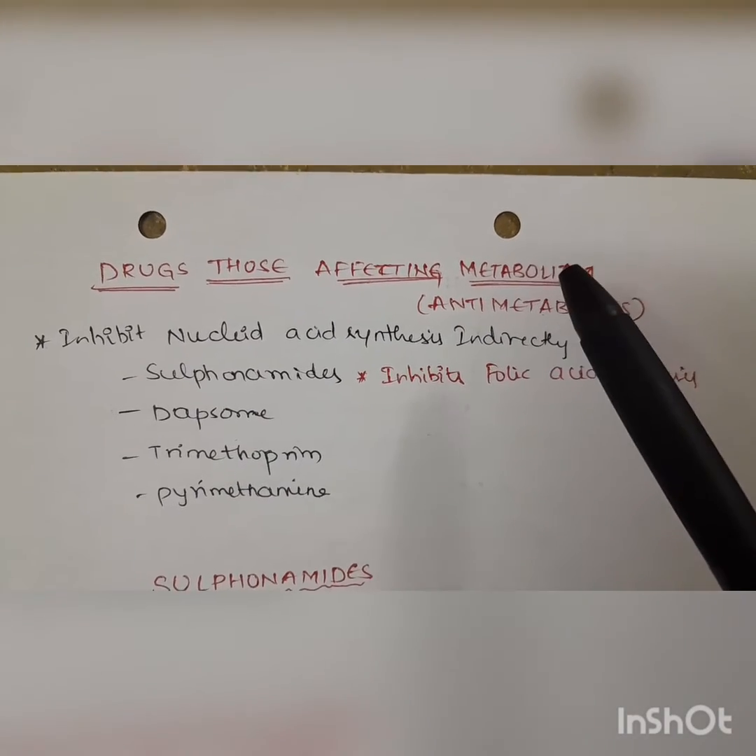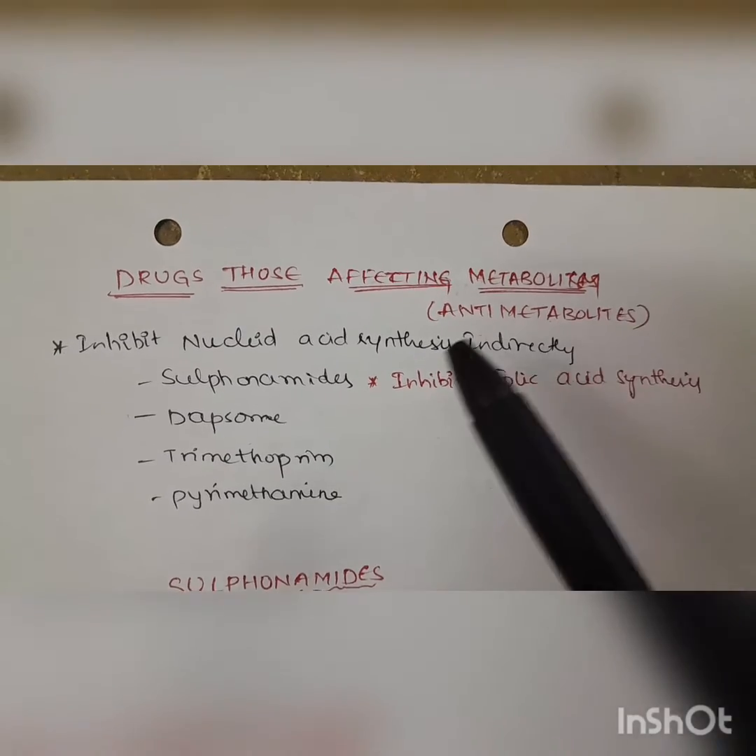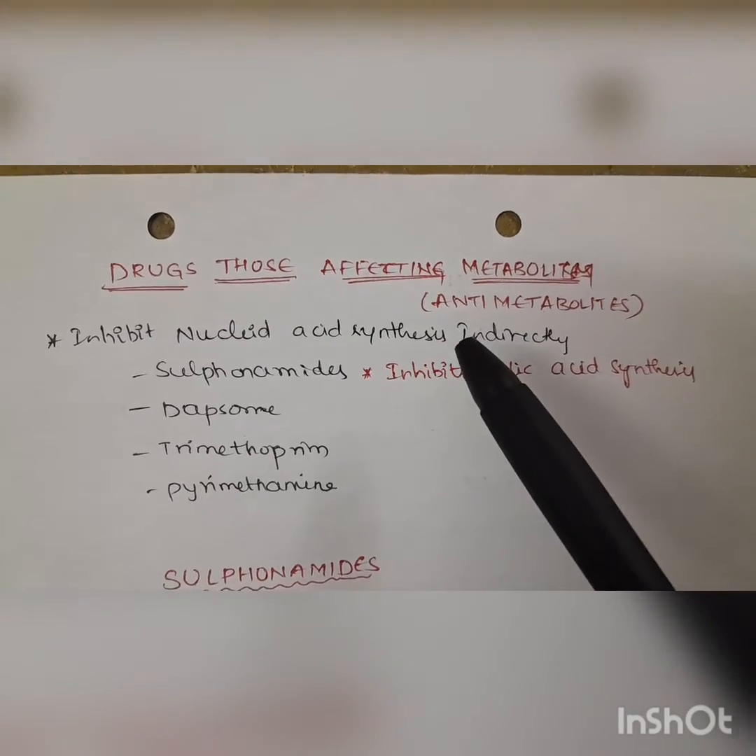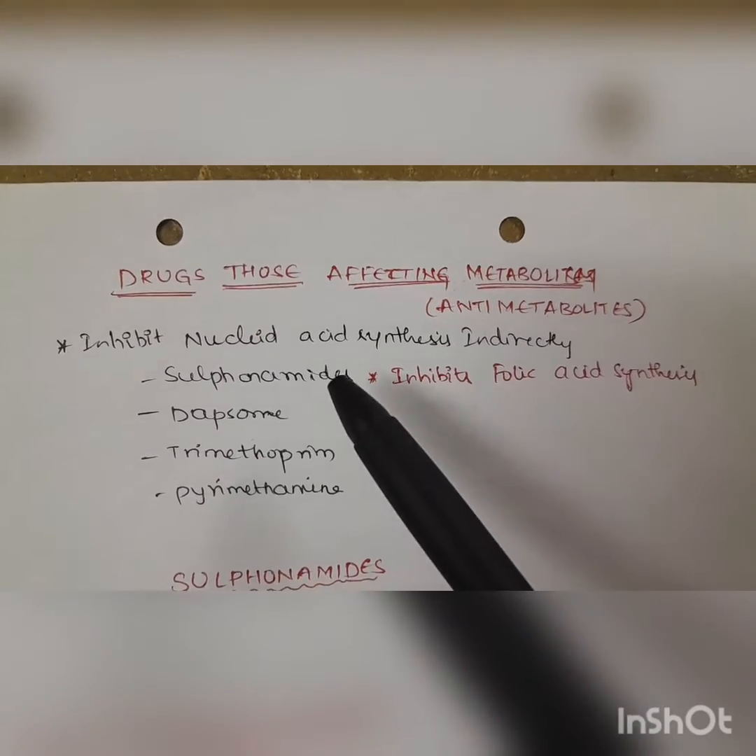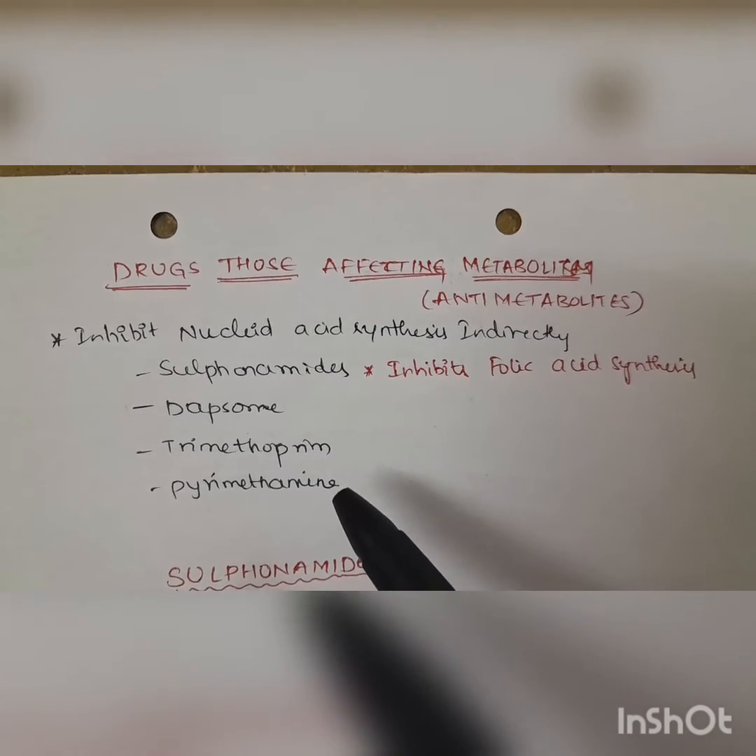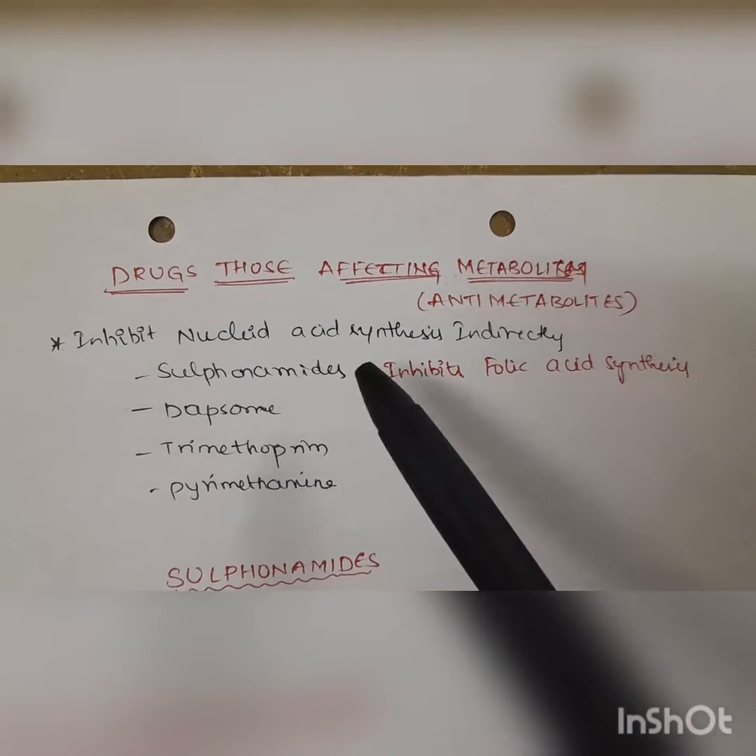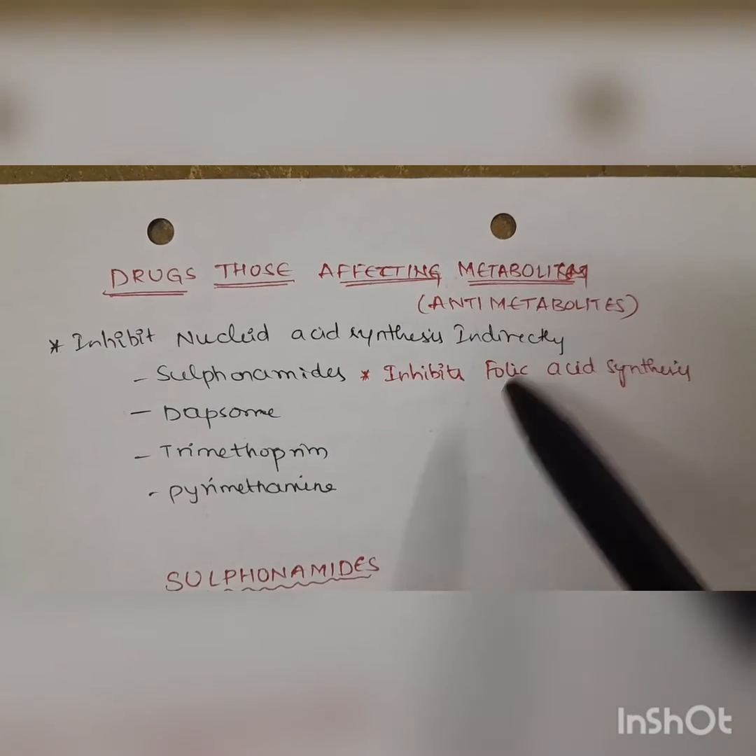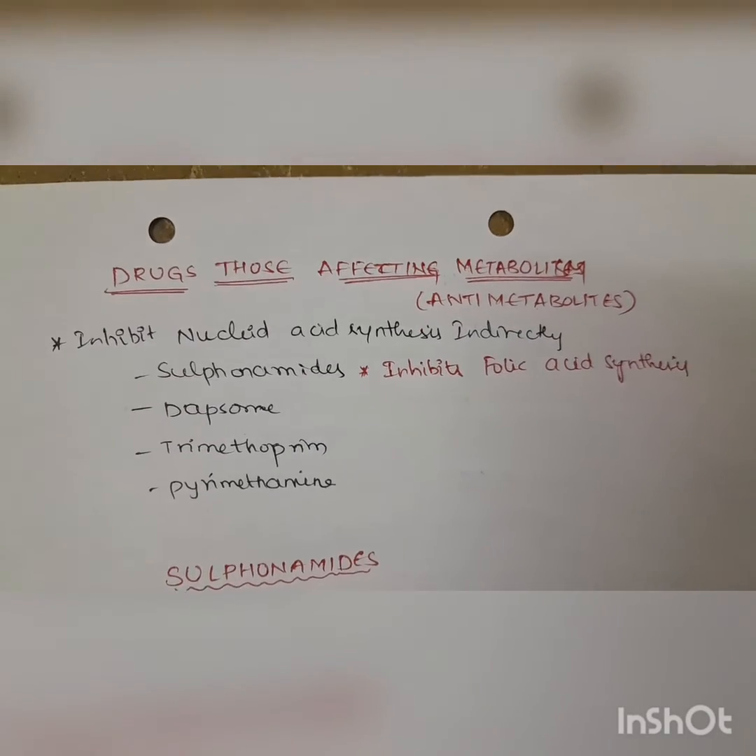Drugs affecting metabolism are antimetabolites. They act by inhibiting nucleic acid synthesis indirectly. They are sulfonamides, dapsone, trimethoprim, pyrimethamine. Sulfonamides include the folic acid synthesis inhibitors.